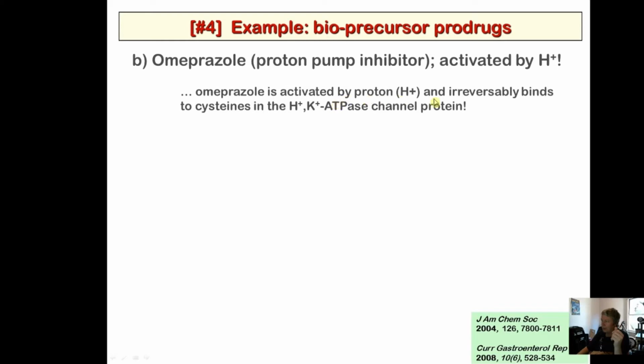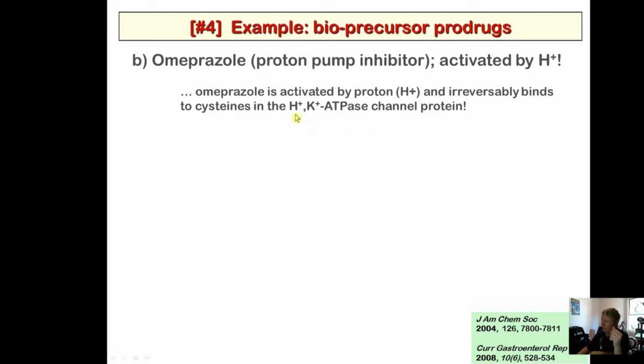So it's activated by proton. It irreversibly binds to cysteines in the channel protein. So it actually attaches to proteins. And we've talked about these irreversible inhibitors before. And that if it's selective, it could be okay. I mean, you always have to worry about a drug that's permanently modifying your proteins, or certainly DNA would be more of a problem.